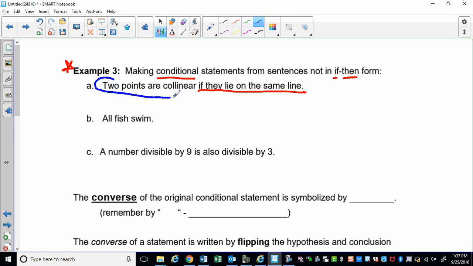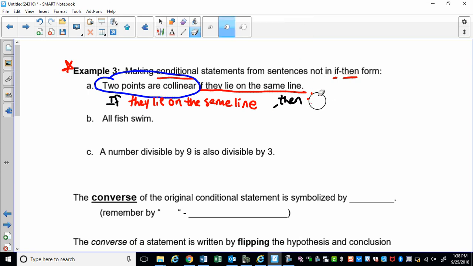2 points are collinear. Now they want me to write it in if-then form. So I have to have an if, and then I have to have a then. Okay. If, whatever is after the if, they lie on the same line, or if 2 points lie on the same line, then 2 points are collinear, or then they are collinear.